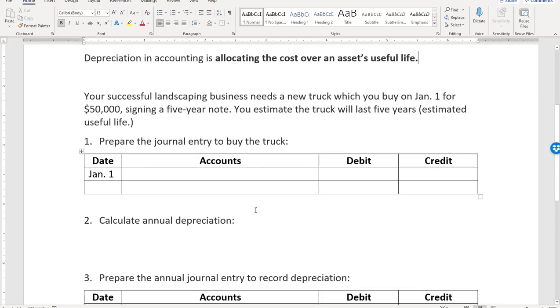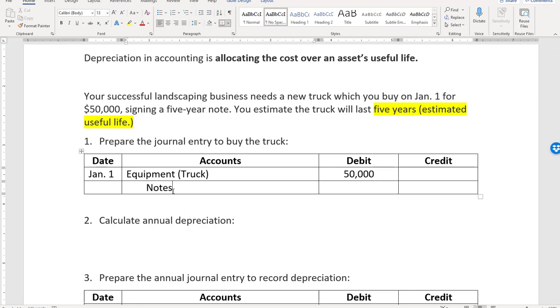Your successful landscaping business needs a new truck, and you buy it on January 1st for $50,000, signing a 5-year note. You estimate the truck will last 5 years. So that's called the estimated useful life, 5 years. All right, so let's make the journal entry to buy the truck. To buy the truck, we're going to debit equipment, or you might debit truck, for $50,000. And then we're going to credit note payable for $50,000 because we have not paid for the truck yet.